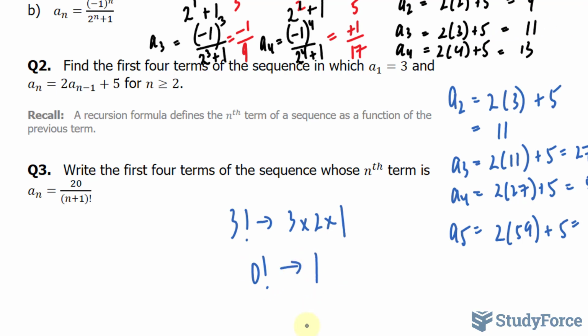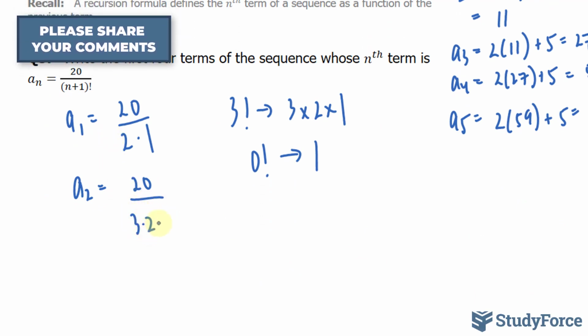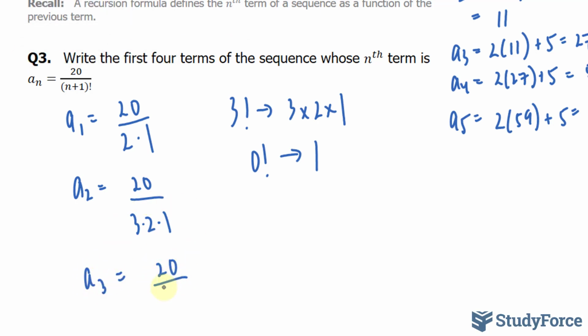So they want the first four terms of this sequence, and we can easily do that by saying a sub 1 is equal to 20 over 1 plus 1. That's 2. 2 factorial is 2 times 1. We'll evaluate that in a moment. A sub 2, 20 over 2 plus 3, 3 factorial is 3 times 2 times 1. And you can guess the rest because it's the same pattern. 4 times 3 times 2 times 1. And a sub 4 is 20 over 5 times 4 times 3 times 2 times 1.